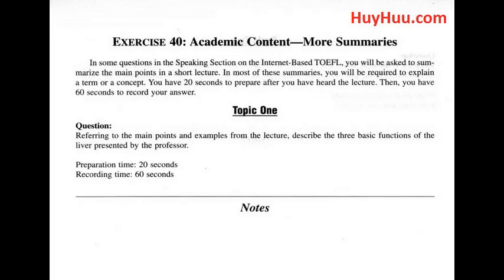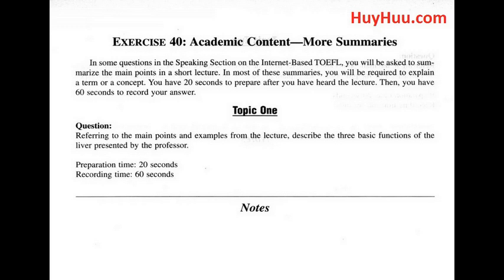Exercise 40, Topic 1. Listen to part of a lecture. Then listen for a question about it. After you hear the question, you have 20 seconds to prepare and 60 seconds to record your answer. Now listen to part of a lecture in an anatomy class. The professor is discussing the functions of the liver.